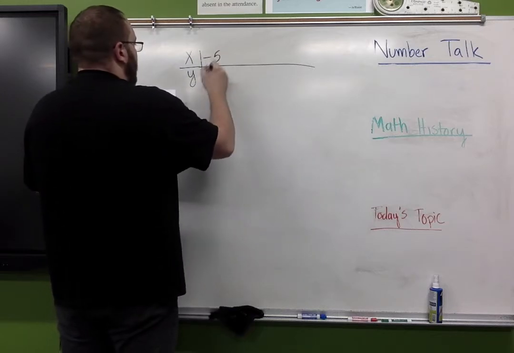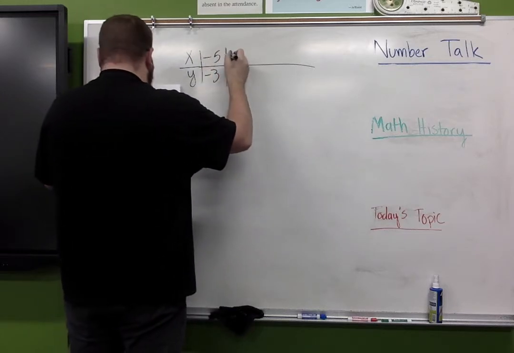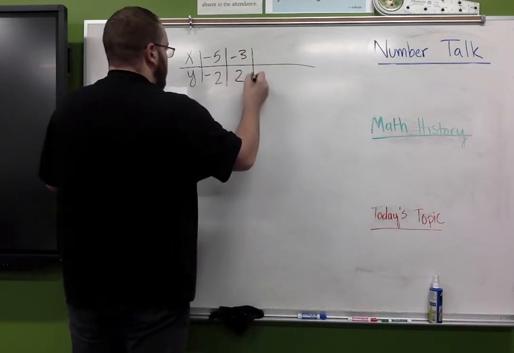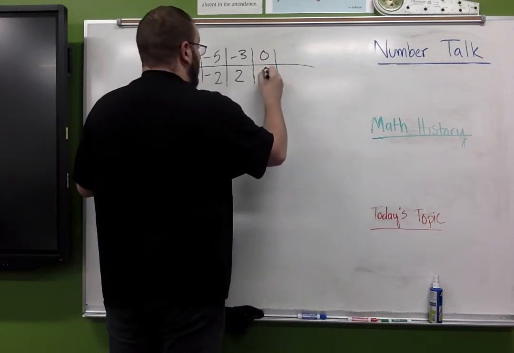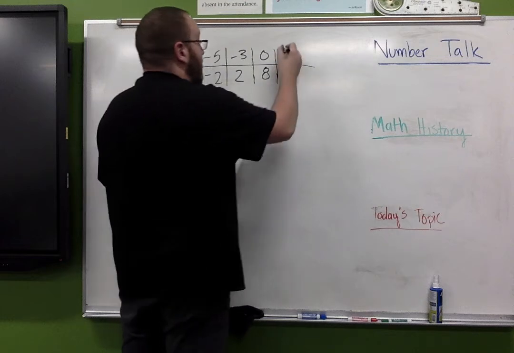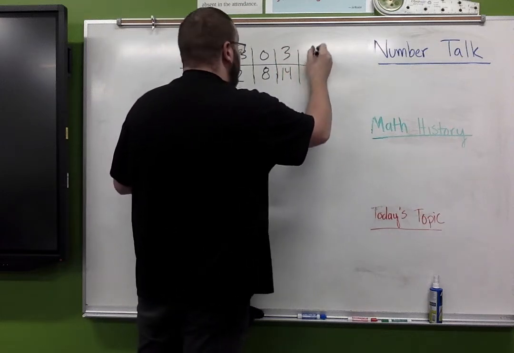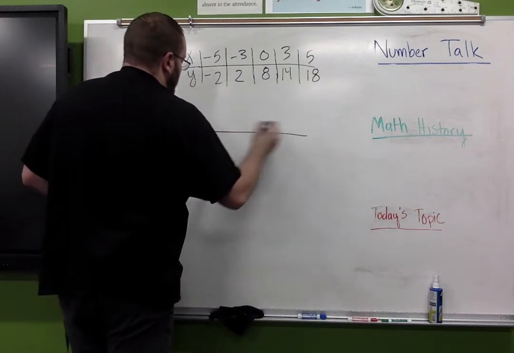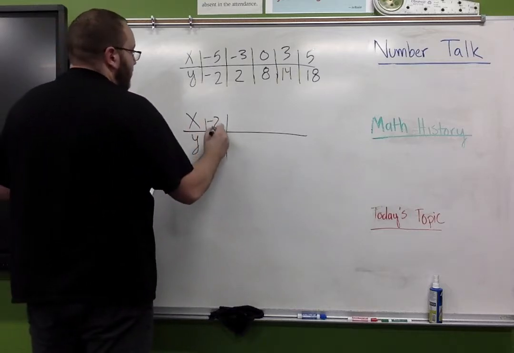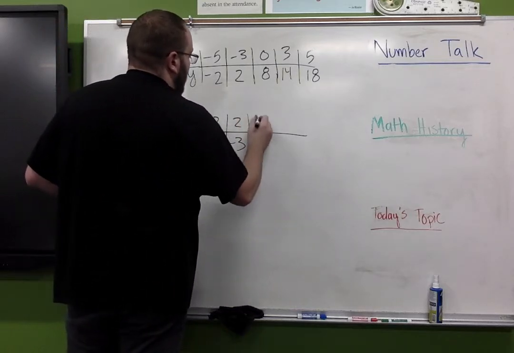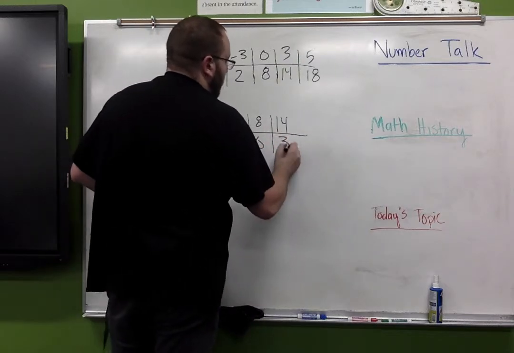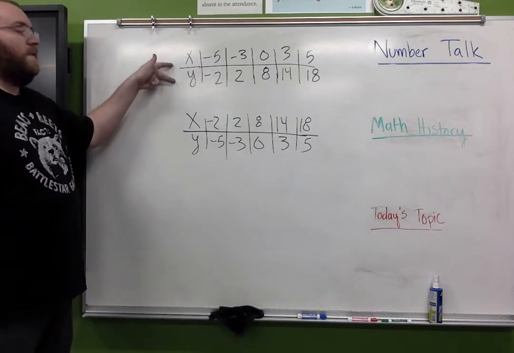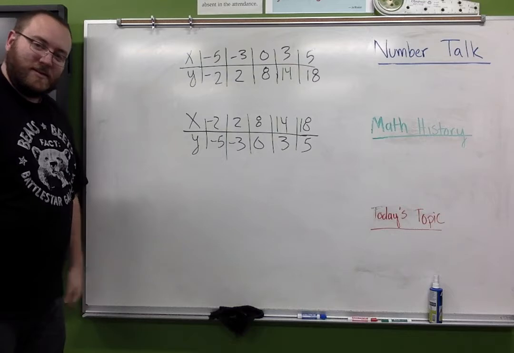So let's see, -5, -2. -3, 2. 0, 8. Sorry, I'm trying to hold in a sneeze. 3, 14, and then 5, 18. Okay, and then the other one I have is -2, -5, 2, -3, 8, 0, 14, 3, 18, 5. These are functions. They are inverse functions.